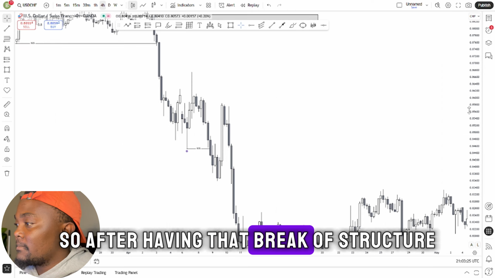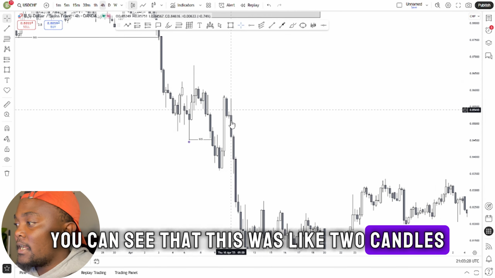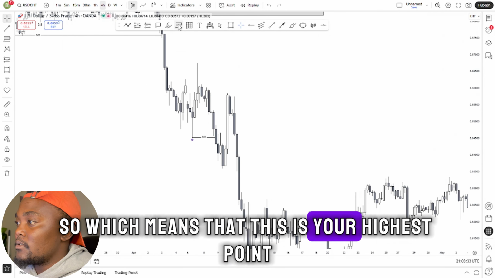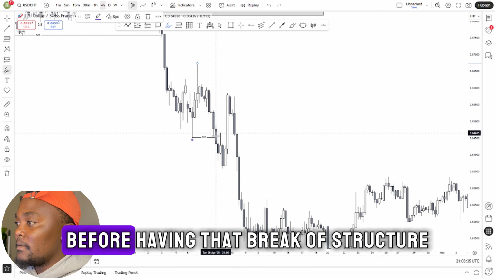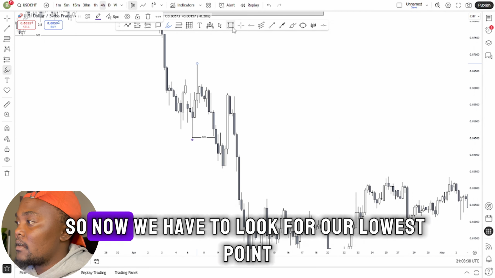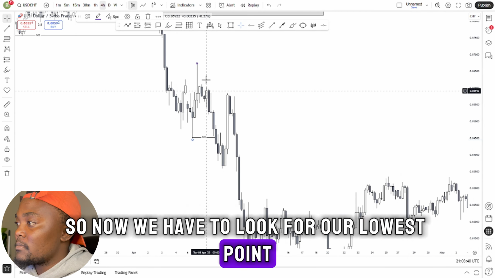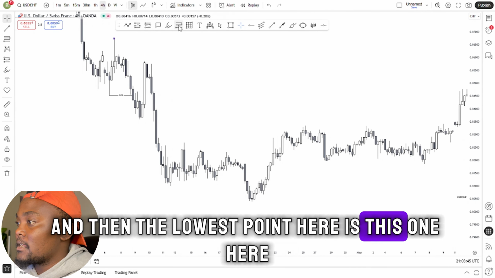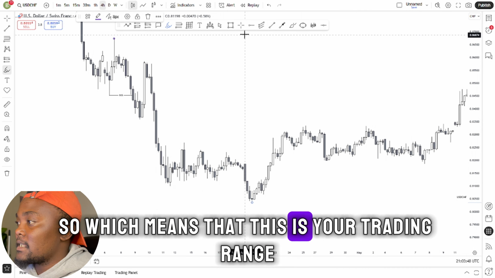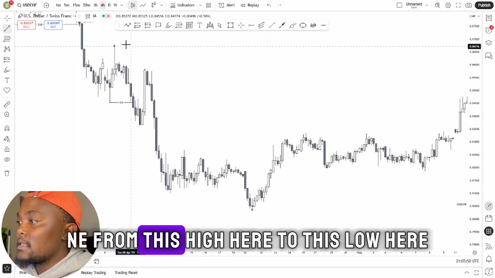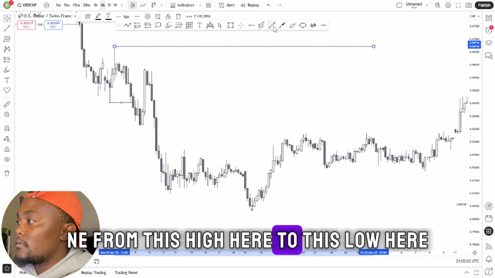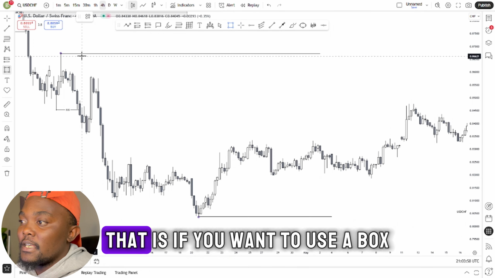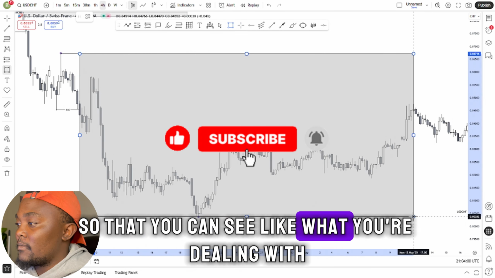So after having that break of structure, you can see that this was like 2 candles. We didn't have that 3 candle pullback. So which means that this is your highest point before having that break of structure. So now we have to look for our lowest point. So remove that. And then the lowest point here is this one here. So which means that this is your trading range, né? From this high here to this low here. That's a trading range. You can just use a box, if you want to use a box, so that you can see what you're dealing with.